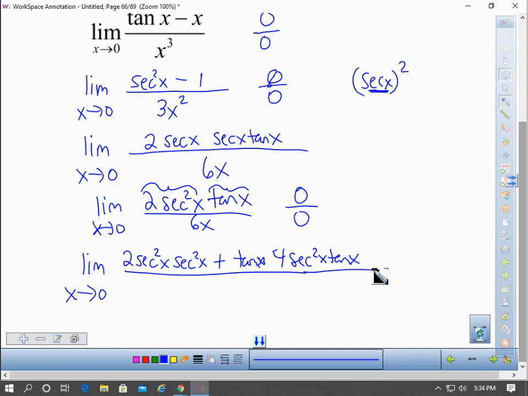I'm just going to use that because I already know the derivative of secant squared is this right here because I just did it right there on that line. All right. And so I've got 2 secant squared, so I just doubled this. I just made it 4 secant squared tangent squared. Are you with me? All right. So now on the bottom, I got to take the derivative of 6x, and so that gives me 6.